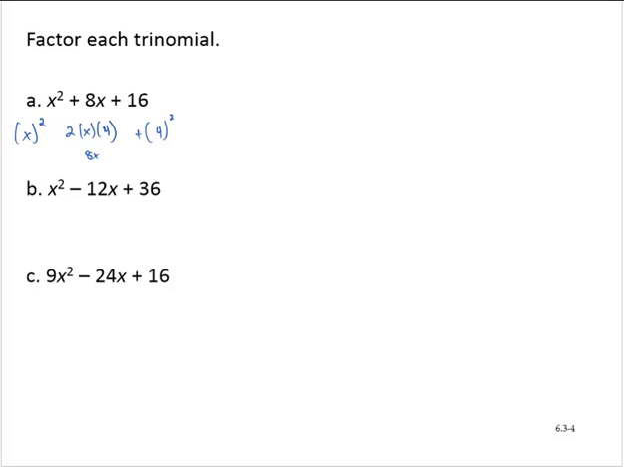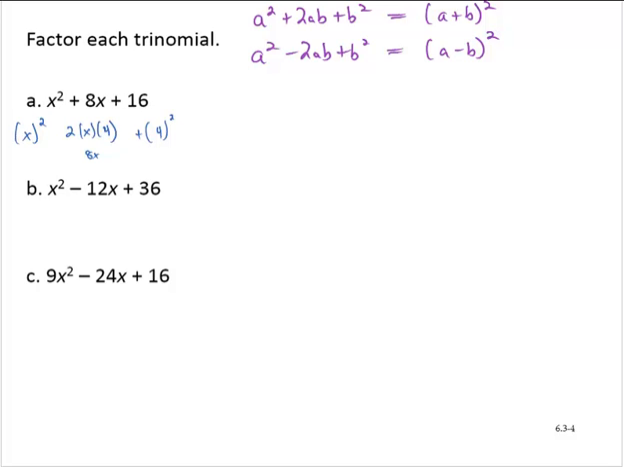So if we have a perfect square trinomial, if we have a squared plus 2ab plus b squared, it easily factors as (a plus b) squared. Similarly, if we have a squared minus 2ab plus b squared, that factors as (a minus b) squared.